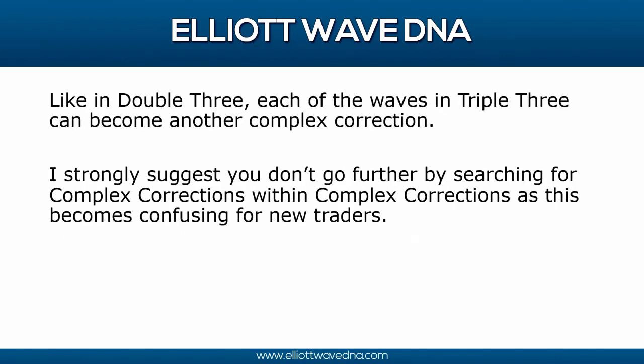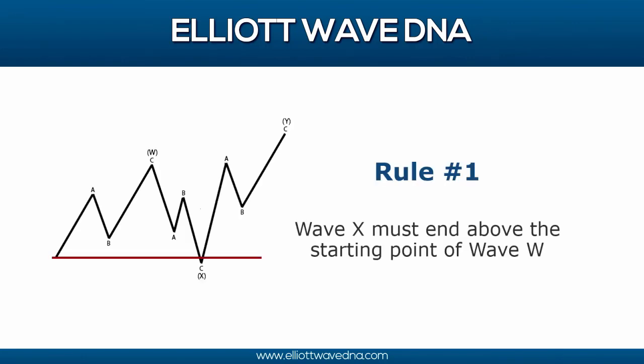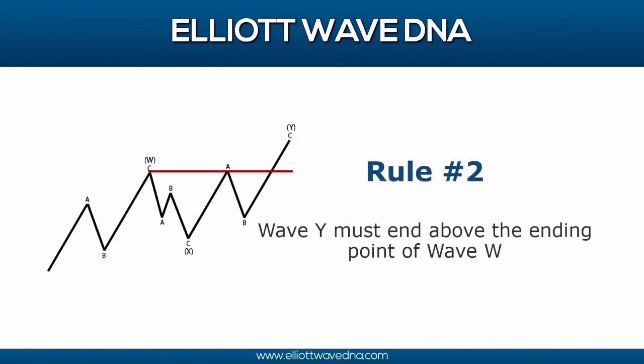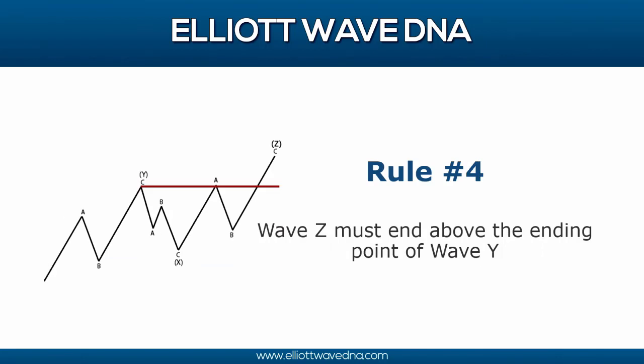Like in Double Three, each of the waves in Triple Three can become another complex correction. I strongly suggest you don't go further by searching for complex corrections within complex corrections, as this becomes confusing for new traders. Now let's take a look at the rules of the final pattern. Rule number 1. Wave X must end above the starting point of wave W. Wave Y must end above the ending point of wave W. Wave X2 must end above the ending point of wave X. Wave Z must end above the ending point of wave Y.